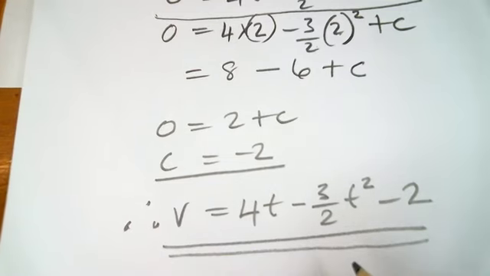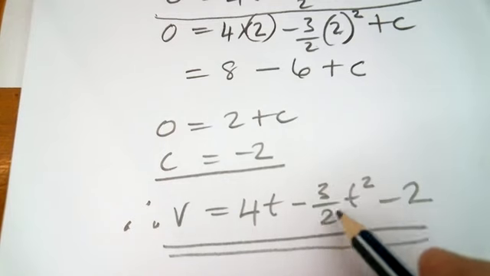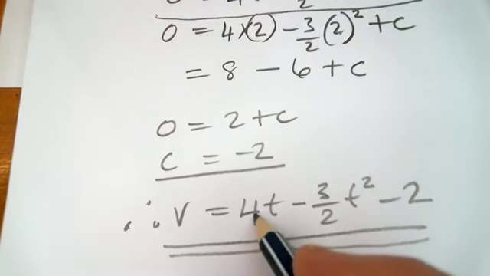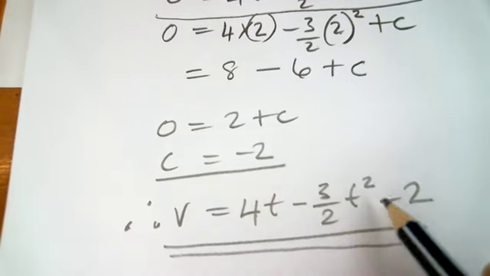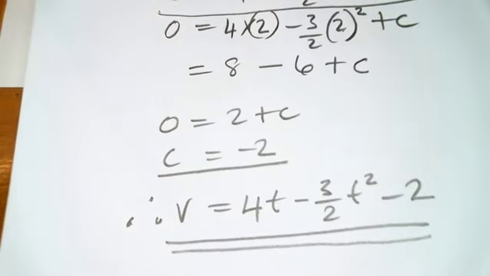You might decide to put it in order of powers, in descending order. So you might go negative 3 over 2 t squared plus 4t minus 2. That probably would be my preference, but in order to keep it more succinct, you can tuck the negatives inside, and that's probably a good idea too. So that's how I would express the answer.